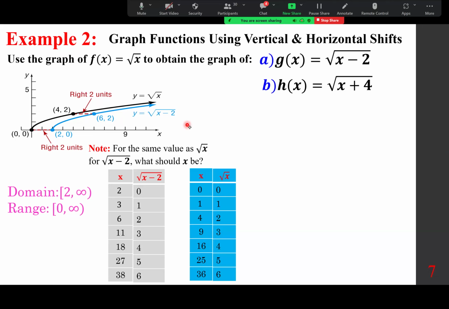So the change is on the domain. Okay. So that's for part A.